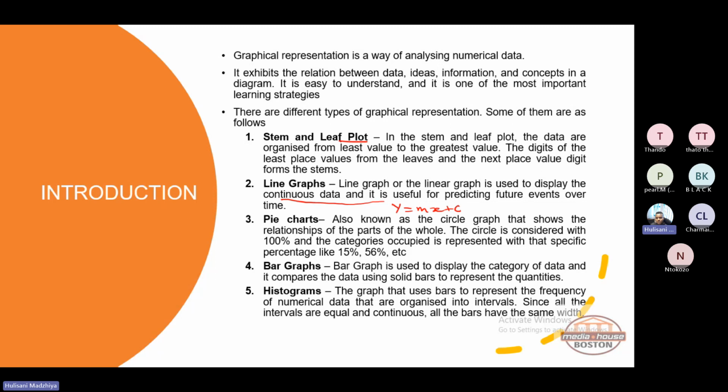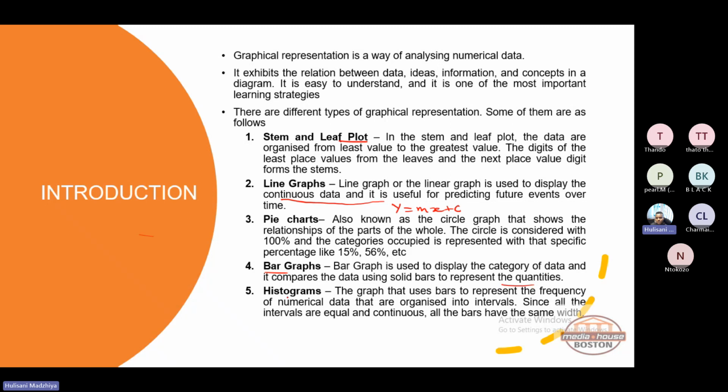And then we've got the bar graph. The bar graph is used to display categories of data, and it compares the data using solid bars to represent quantities.